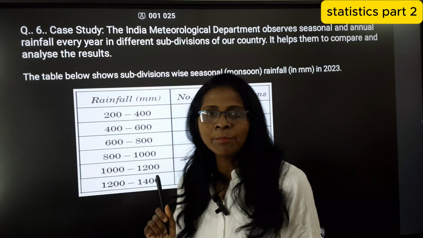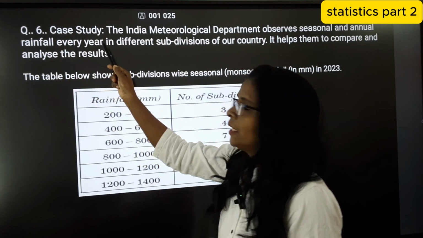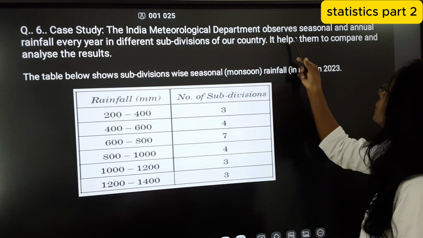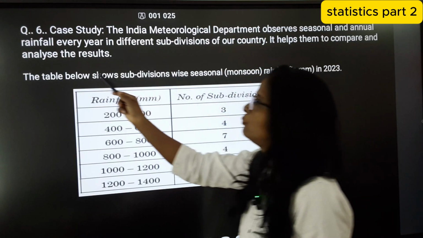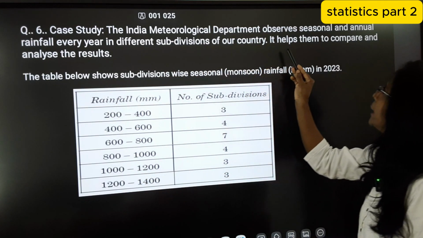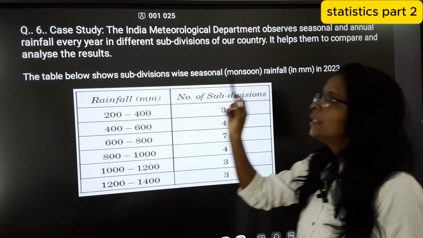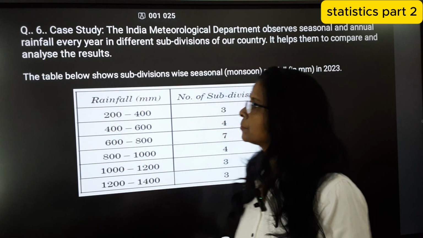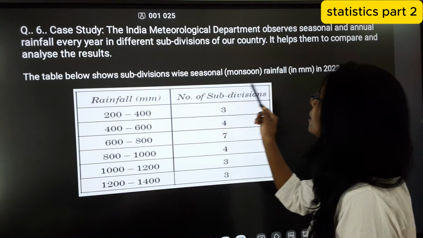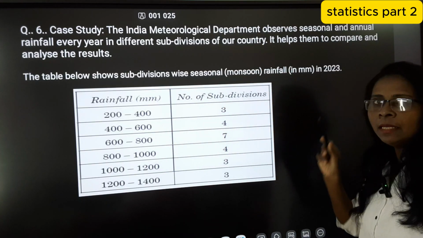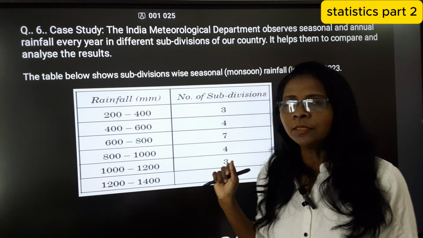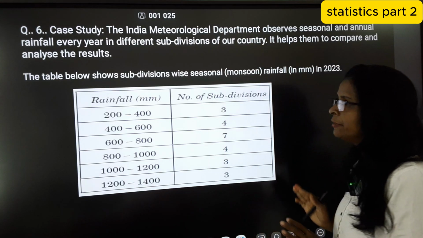Students, the next example is a case study. The India Meteorological Department observes seasonal and annual rainfall every year in different subdivisions of our country. It helps them to compare and analyze the result. The table below shows subdivision-wise seasonal monsoon rainfall in millimeters in 2023. So the table is given here for the year 2023.